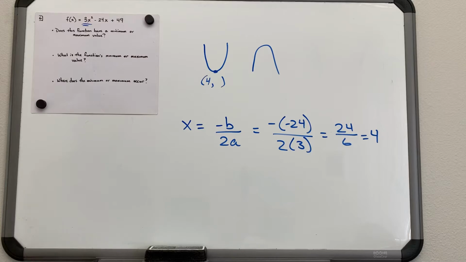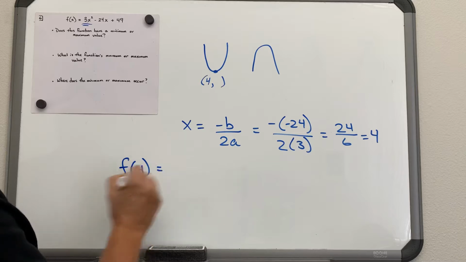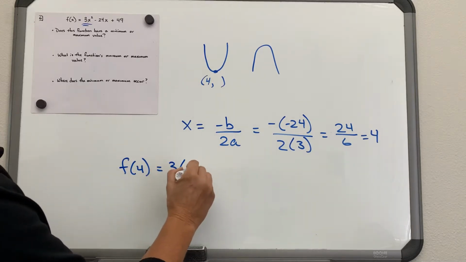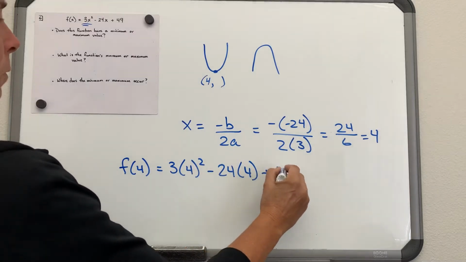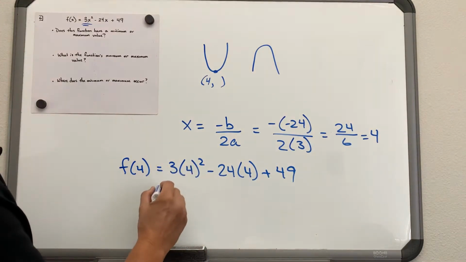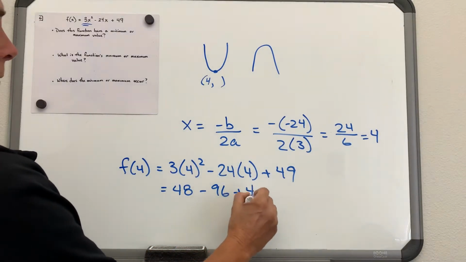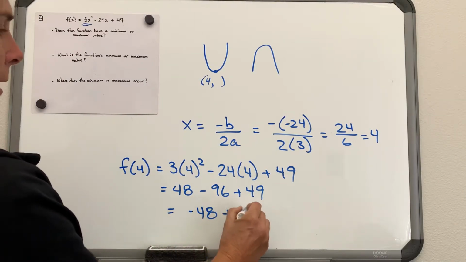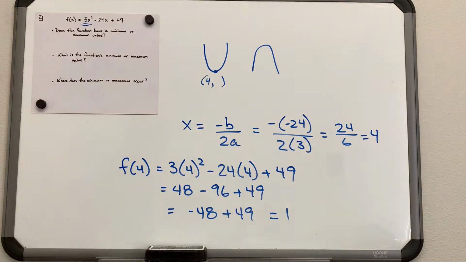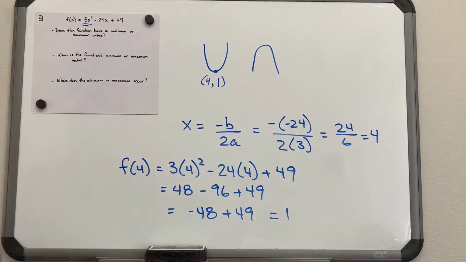If I want to find the y value, I would need to plug it back into this function. So I want to know what it is when I put a 4 in there. So that's 3 times 4 squared minus 24 times 4 plus 49. So that's 16 times 3, which is 48, minus this is 96 plus 49. So I get negative 48 plus 49, which is 1. So what I found there was the y coordinate of that minimum point. So that minimum point happens to be 4, 1.